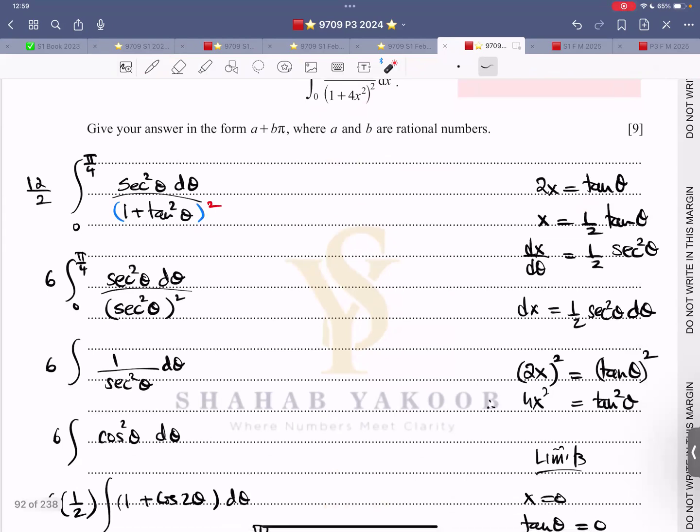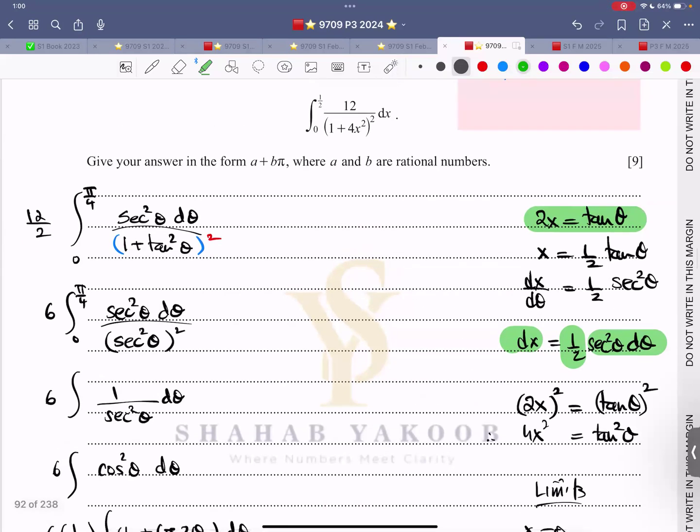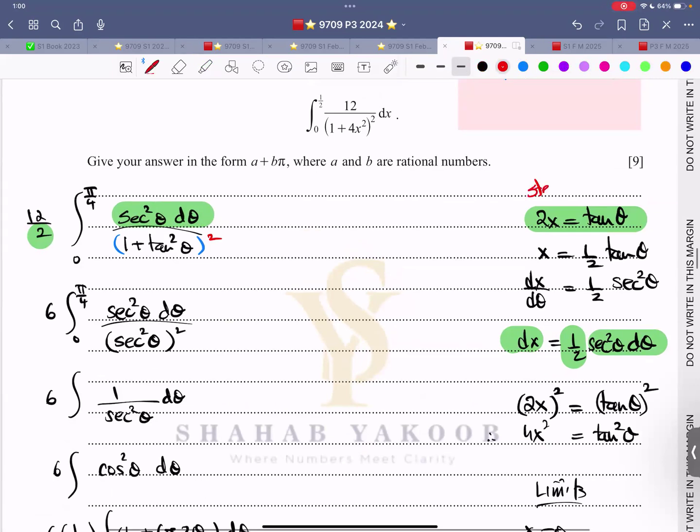Step 1, 2x is tangent theta. So that is what is given to us. So 2x is tangent theta, x is half tan theta, therefore dx is half sec square theta d theta. So there is this half, this is sec square theta d theta. This is step number 1. So let me write over here, this is step number 1.